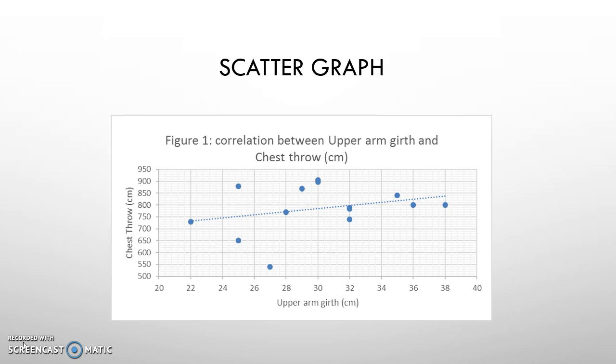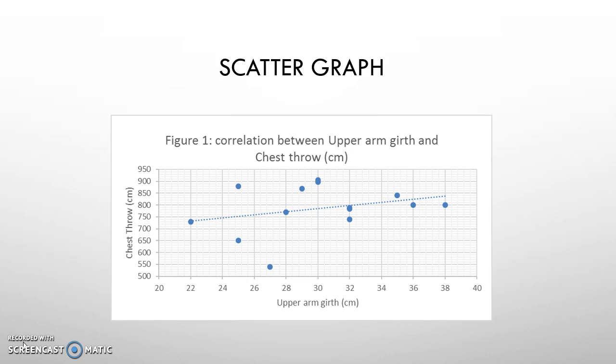And on the left axis you can see chest throw in centimeters, and that goes from 500 to 950, and then upper arm girth along the bottom, and that goes from 20 to 40 centimeters. And then here you can see all of the points plotted, and then a line of best fit. So this graph doesn't really show much correlation. Well, it shows a positive one, but not very positive.